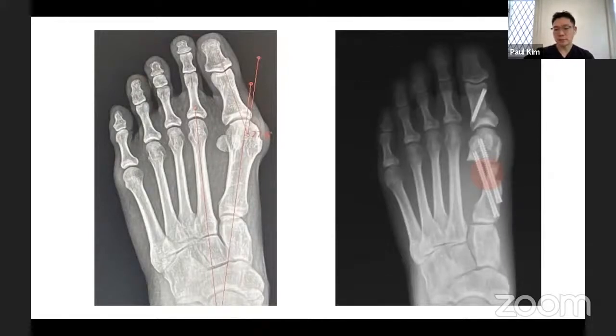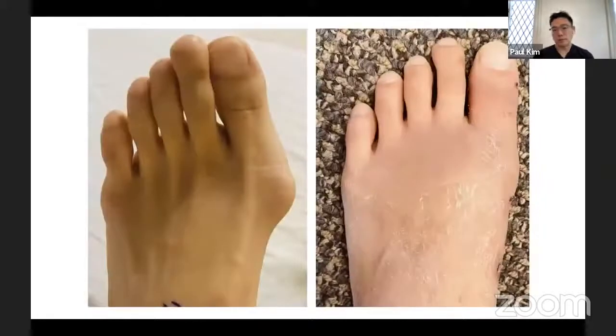And so what does this look like more acutely? So this is her pre-operatively, and this is her at, I think, about a month out from surgery. As you can see, the surgical scars are still healing, and her foot is still edematous, but in terms of the correction and aesthetics, it looks great.